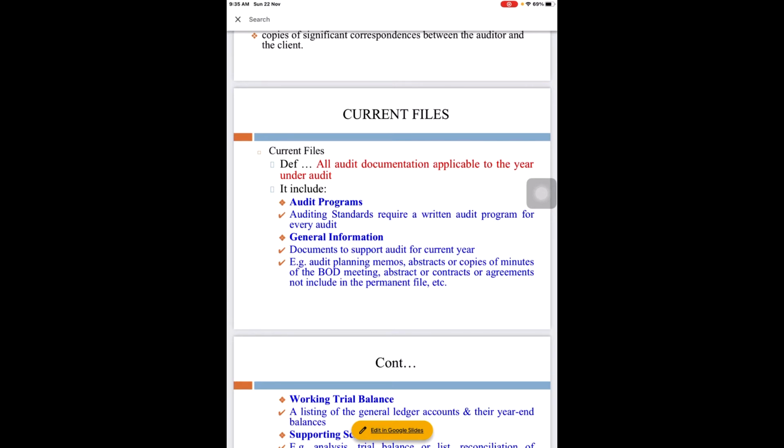How you suppose to do your audit, and then the general information including documents to support the audit for the current year. So all the documentation that you think will support the current year audit will be in the current file. Because why? It's only for that audit, for that period. For example, audit planning memos, abstracts or copies of minutes of board of directors meetings, abstracts of contract agreements not included in the permanent file. So whatever is for the current period, you put in the current file.